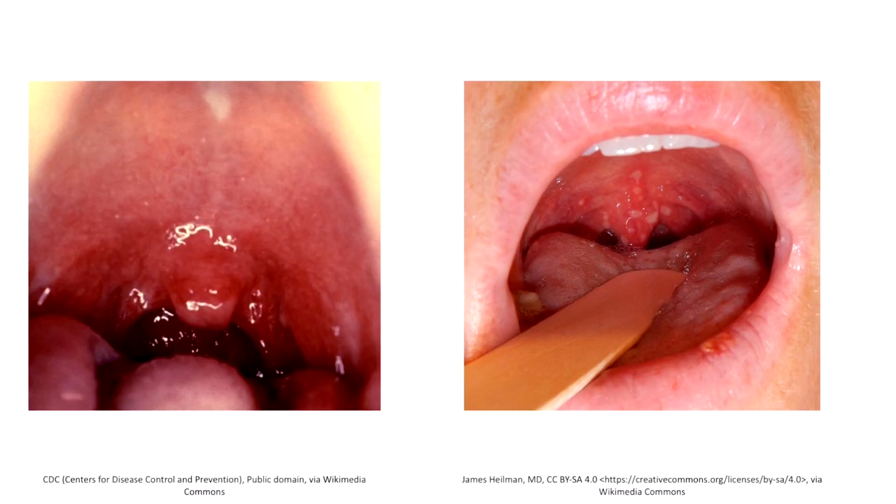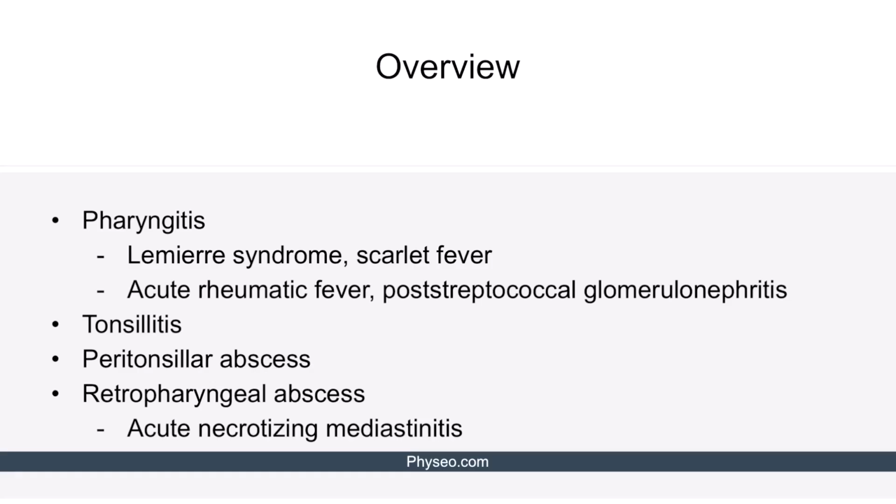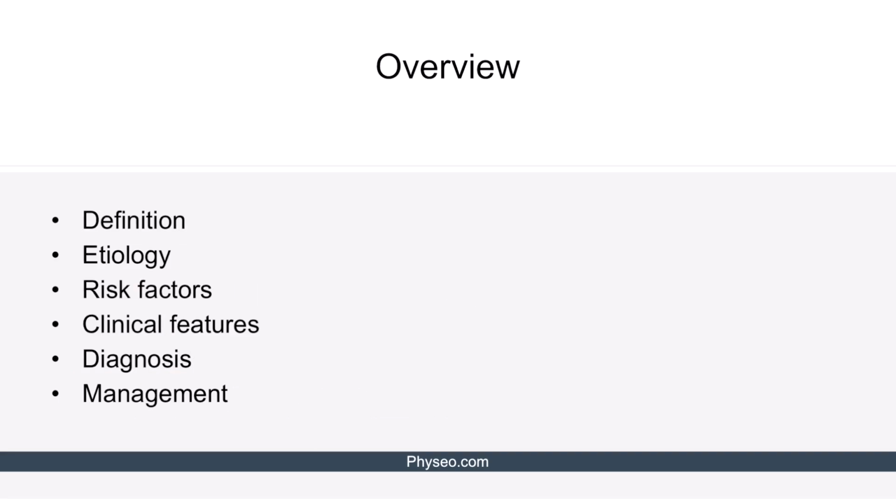Here is a comparison between viral tonsillitis on the left and herpangina on the right. Note the characteristic vesicles or small white ulcerations in the oropharynx of the patient on the right. All right, now let's move on to peritonsillar abscess. Again, we'll cover the definition, etiology, risk factors, clinical features, diagnosis, and management.